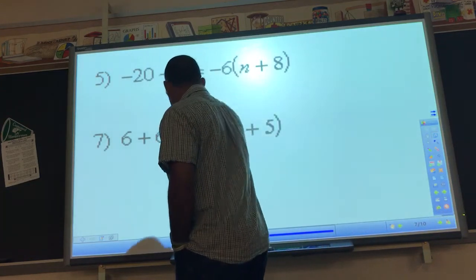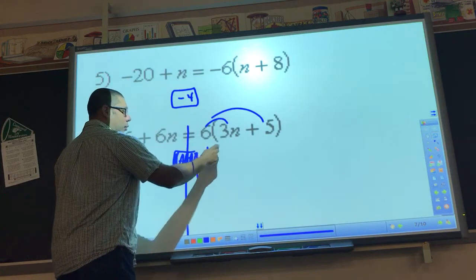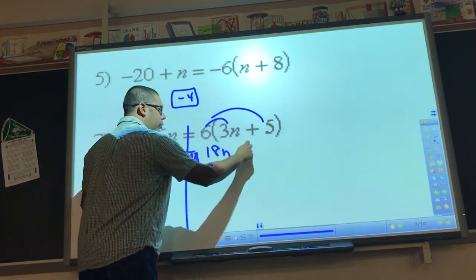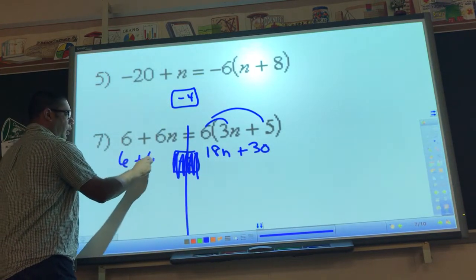Scratch this off. Right side, I need to distribute. It's going to be 18n plus 30. Left side, we need to drop it like it's hot.